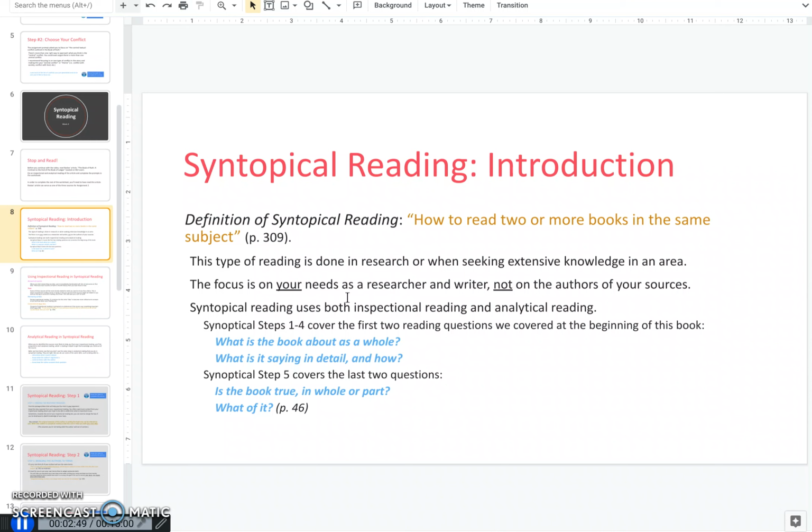So syntopical reading is done in research or when you're seeking extensive knowledge in an area. That could be to write a paper or do a project or a report of some kind. But with this type of reading, you're having to read broadly.